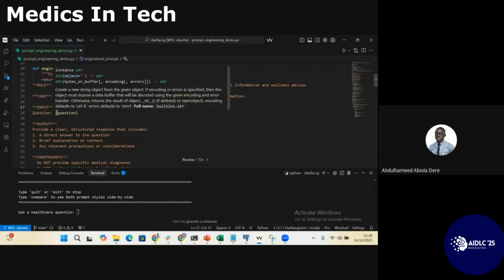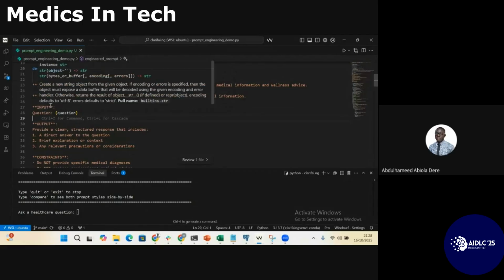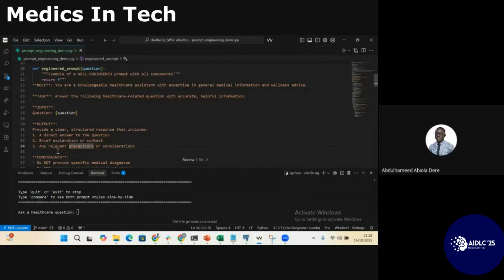So this input is where the user message comes in. If I type in, what is the treatment for malaria? That question that I've asked comes in as the input. And then the next one is the output. As I said, one of the things that makes you a very good engineer is that when you're doing prompt engineering, you must always dictate your output, so that if anybody asks a question yesterday and comes to ask that same question today, you would have the same response because your output is structured. In more advanced code, as I said, this is a basic code, we usually tell it to give us a structured JSON format.